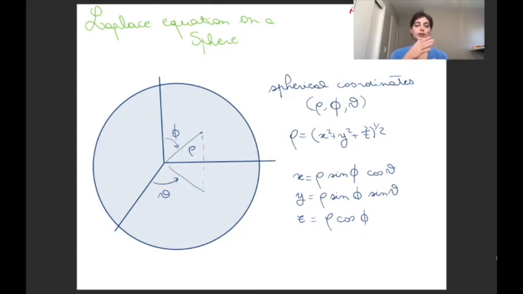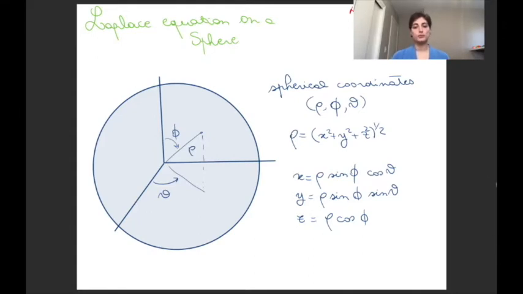Rho, that goes from 0 to infinity if you're taking the whole R3 space. Psi, that goes from 0 to 2 pi. And theta, that goes from 0 to 2 pi. It's the same to go from 0 to 2 pi or from minus pi to pi for theta.